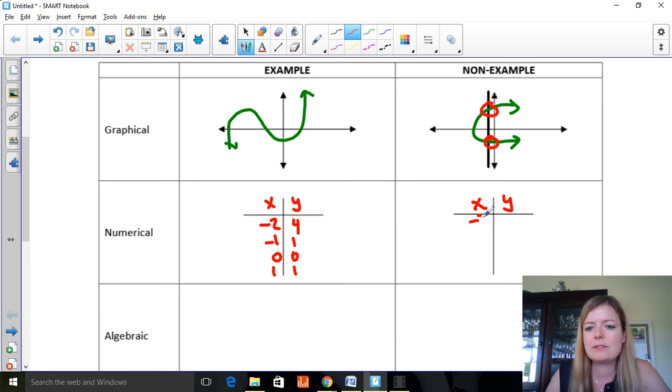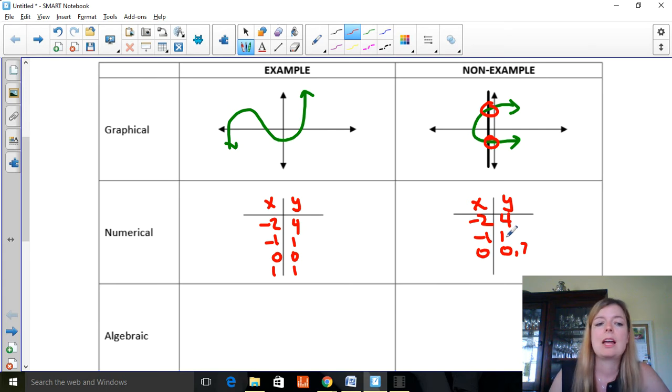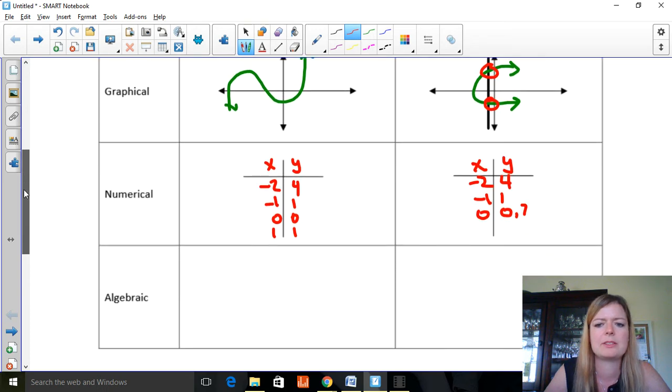Let's say -2 corresponds to 4, and -1 corresponds to 1. But let's say 0 could be 0, or it could be 7. Not a function, all right, because that x value has two y values, 0 and 7.